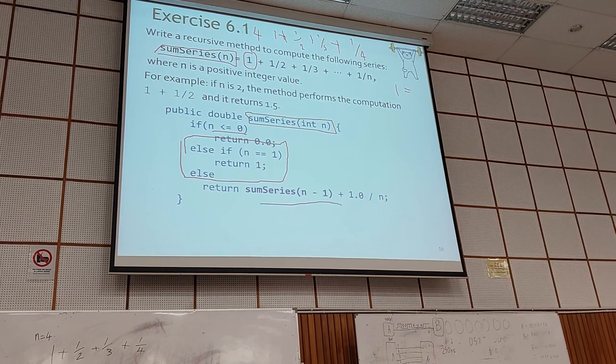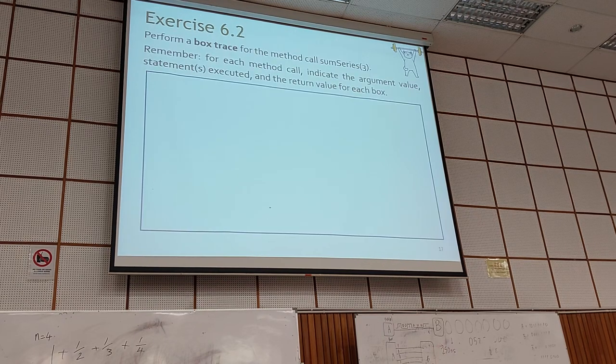So let's take a look at this. Sum series of N minus 1 plus 1.0, because it's a double, divided by n. Alright? See this? So here is where I'm calling the recursive call. You understand? Alright, now the box trace.